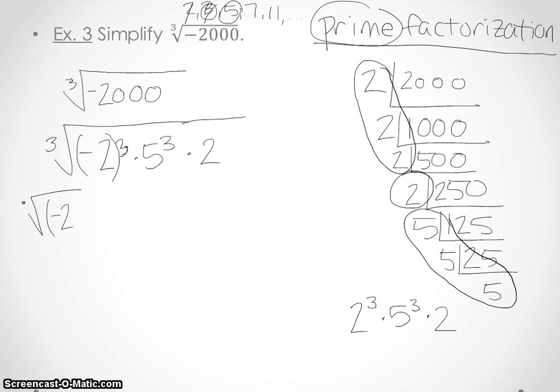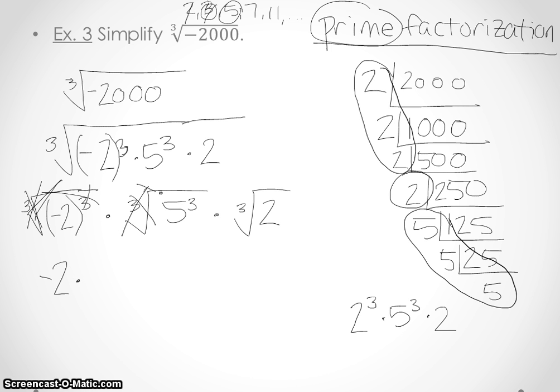So the cube root of negative 2 cubed. And then we can separately write the cube root of 5 cubed. And then separately we would have the cube root of 2. Okay, cubes and cube roots are canceling each other out right here. So we have negative 2 times, guess what, these are going to cancel as well, times 5 times, can I cancel this last one out here? No way, because there's no cube out here to cancel it with. So I still have the cube root of 2 hanging out over here.